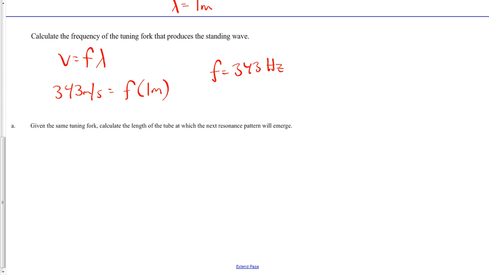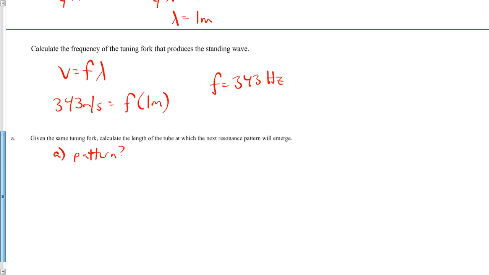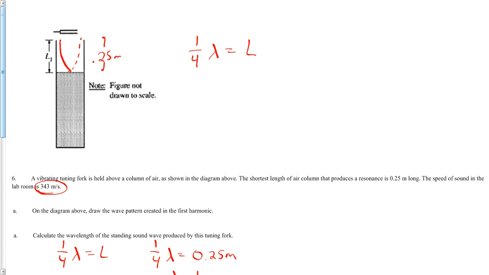Given the same tuning fork, calculate the length of the tube at which the next resonance pattern will emerge. Well, in order to figure out the length of the tube, we need to know what's the next pattern? So this is the first harmonic. What's the second harmonic going to look like? Or what's the next? Yeah, 3/4 of a wavelength equals L.